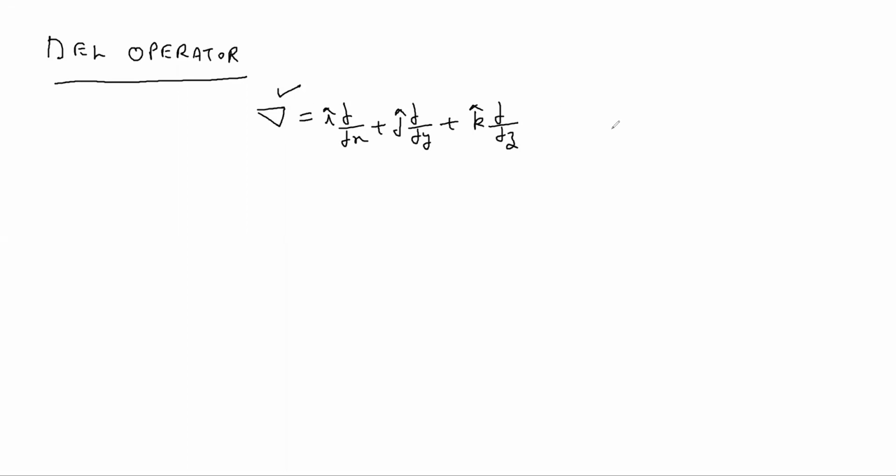It's just like, for example, if I say d by dx of sine of x, so what is d by dx? D by dx is an operator. Similarly, del is an operator. This symbol is known as del, or it is also known as nabla, N-A-B-L-A.